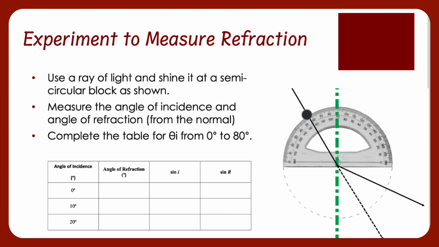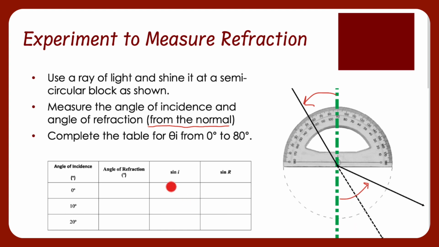So we'll shine a single ray down towards the center here, and as it leaves, because this is from glass to air, I can see here that it would bend away from the normal. So I'm going to change my angle of incidence from 0, always measuring from the normal. I'm going to go from 0, 10, 20, all the way up to 80 degrees. And every single time I'm going to measure the angle of refraction, that's from here to here, from the normal.